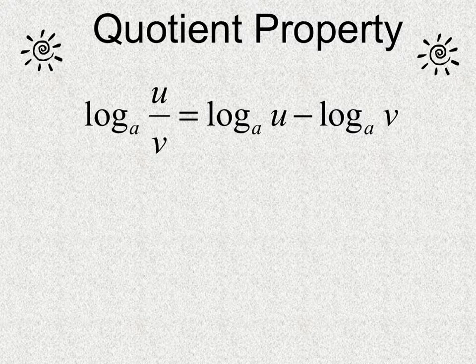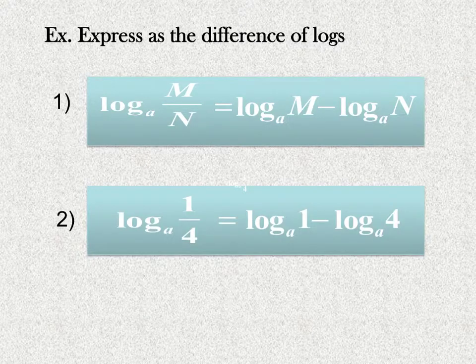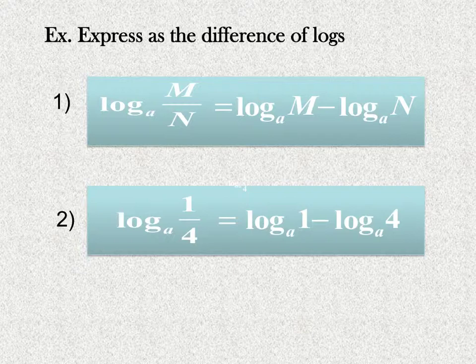Quotient property, again, this is going to be the same thing. It's just a different formula. Okay, so here's an example. It says express this expression as a difference of logs. We can take the numerator and the denominator. We can split this up like that. And we can say the log base a of 1 minus log base a of 4 is the same as log base a of 1/4. Okay? So you can see here we've taken the log of the numerator minus the log of the denominator.